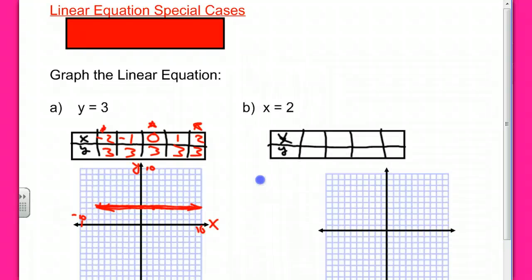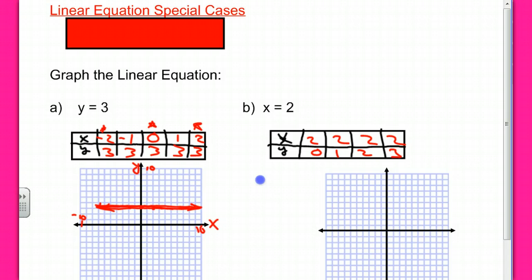So what happens when x equals something? x = 2. Now this is interesting when we use a table, isn't it? Because what may x be? 2. x may be 2, 2, 2, 2. This is kind of weird. x is always 2. No matter what, x is 2. So the y values actually could be different things. We could have 0, 1, 2, 3. We're not told what the y values are.